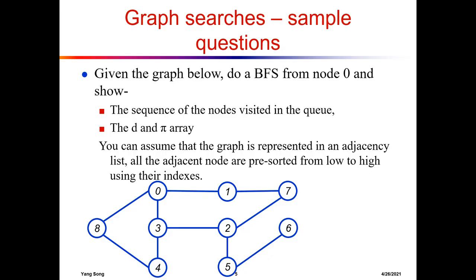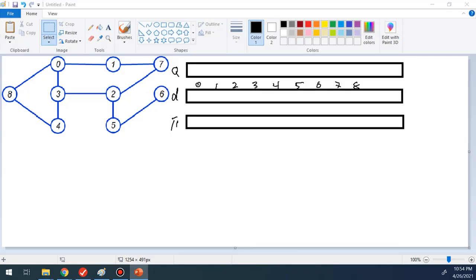Let me go to my drawing board. So we are going to start from 0, guaranteed, right? At the beginning, when we start from 0, we change its color to gray. After that, we send all the adjacent nodes of 0 into the queue. So we have 1, we have 3, and we have 8.